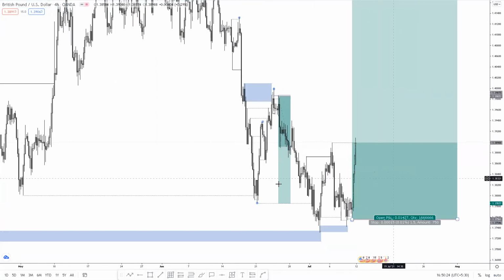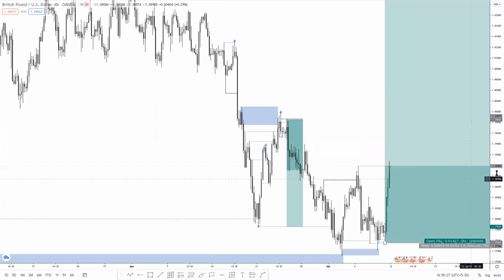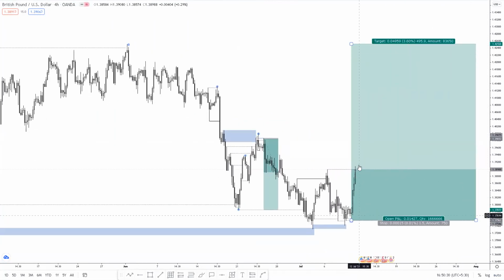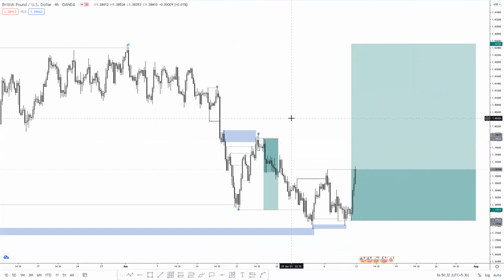Honestly, I did not risk 1%, and I don't do that, because risking 1% on 1.5 pips is just a dumb thing to do, because the spreads will open up and you'll be taken out for sure.